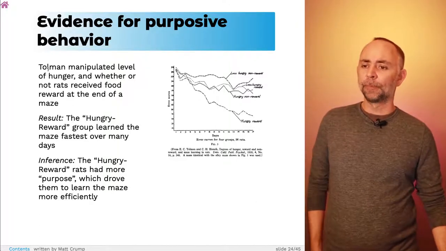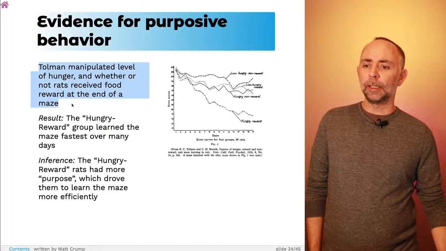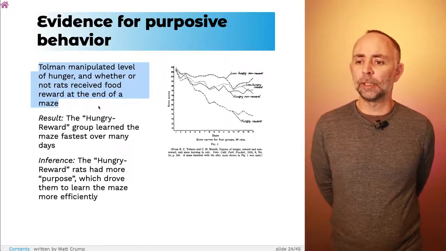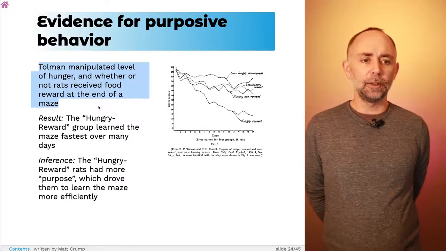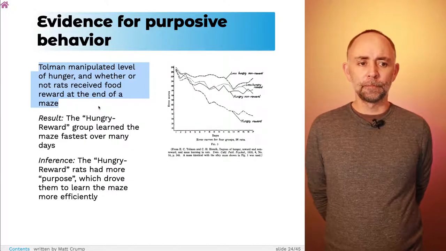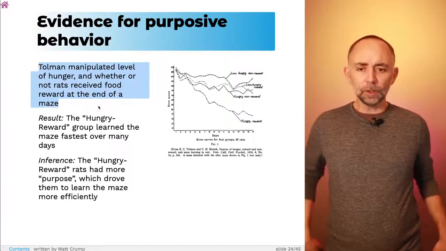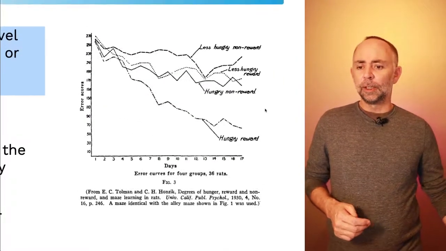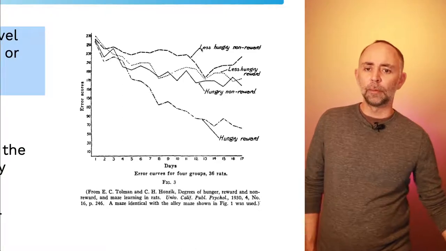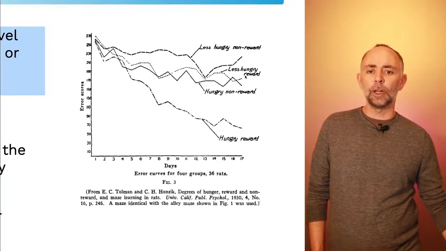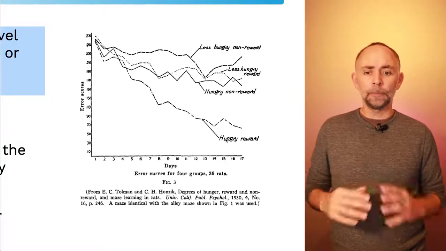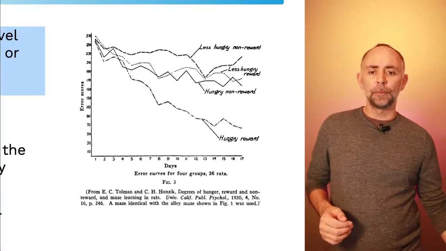Here's what he did. First of all, he manipulated the level of hunger and whether or not rats received food reward at the end of a maze. Okay? He's got these different groups of rats. You can see that displayed in this graph here. So we've got some rats that were not very hungry. We've got some ones that were probably not given food for a while. So they were really hungry.